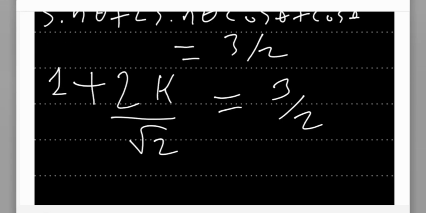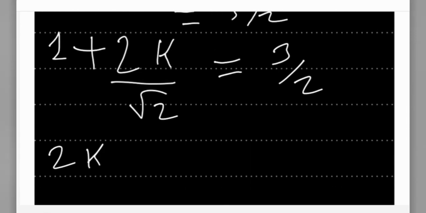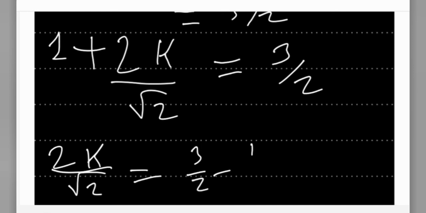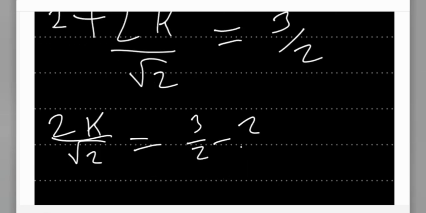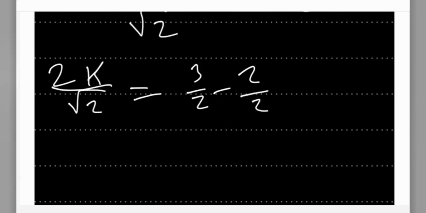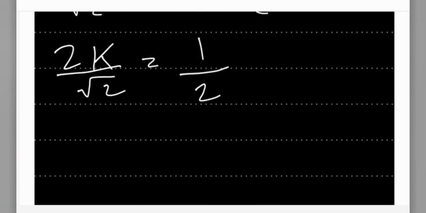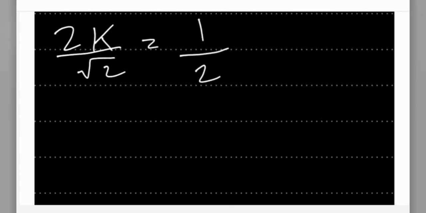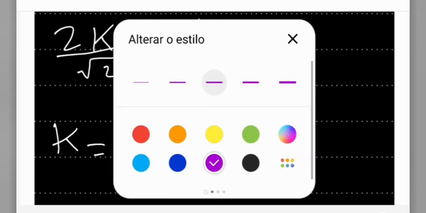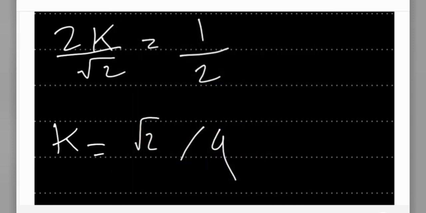And look, now we can find our k. So 2k divided by square root of 2 is equal to 3 divided by 2 minus 1, which is 2 divided by 2 minus... which is 1 divided by 2. So 2k divided by square root of 2 is equal to 1 divided by 2. So k is equal to square root of 2 divided by 4. And this is our answer. We used all the colors already. Square root of 2 divided by 4.